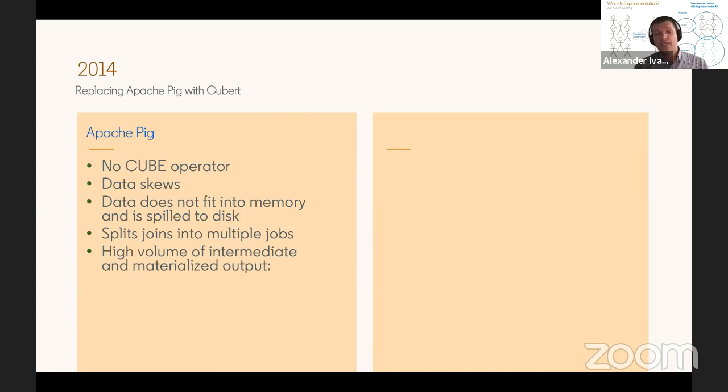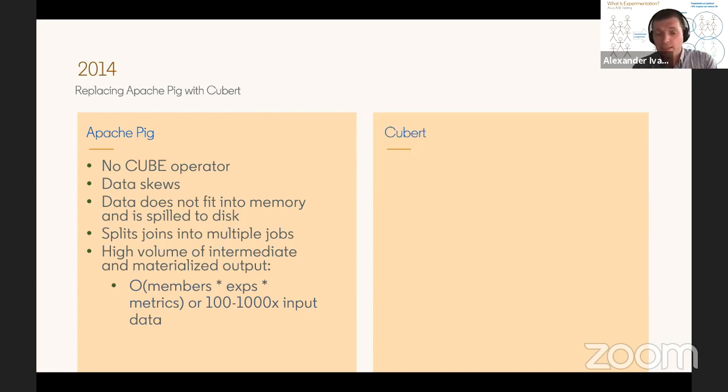We also experienced high volumes of intermediate and materialized output. The output size was proportional to the total number of members in the experiments times the number of experiments running in the company times the number of metrics. So that's around 2-3 orders of magnitude larger. So again, that was pretty slow.